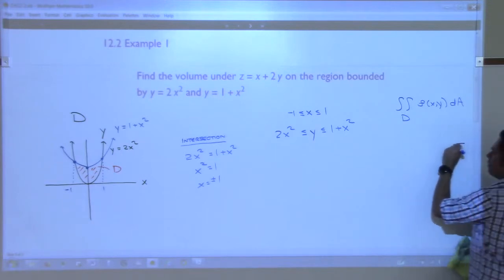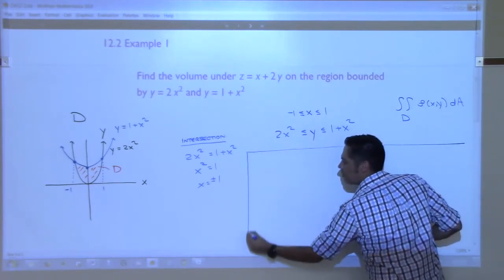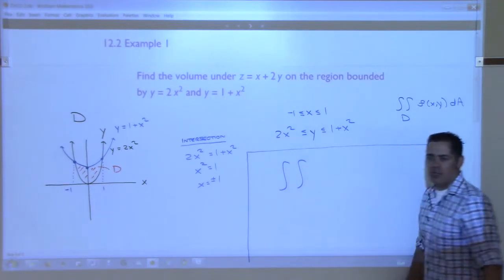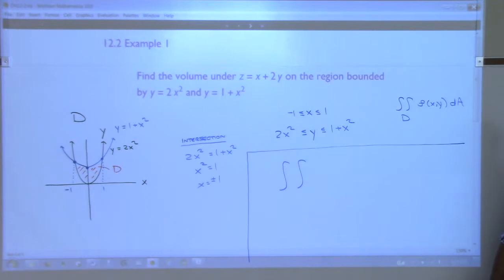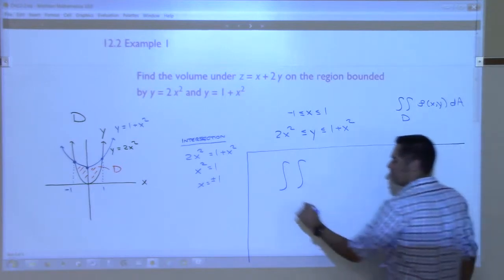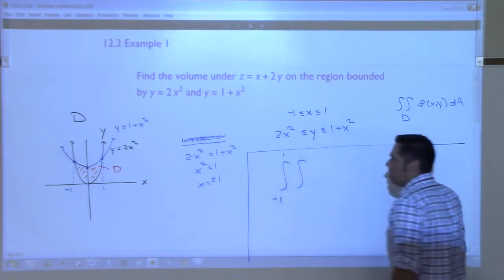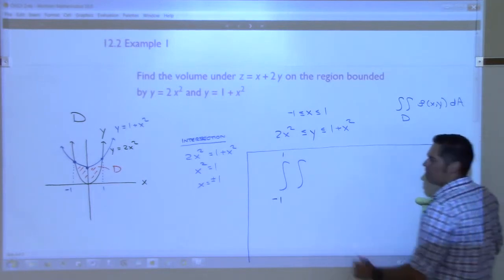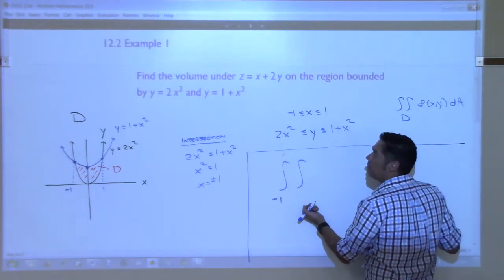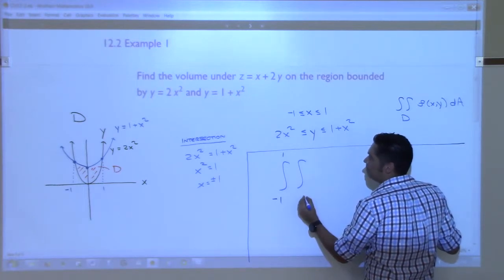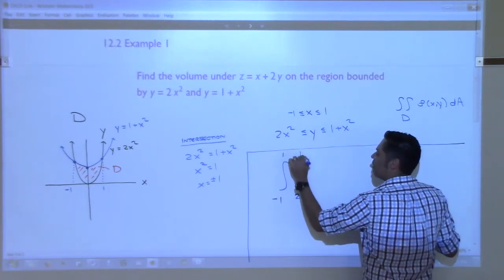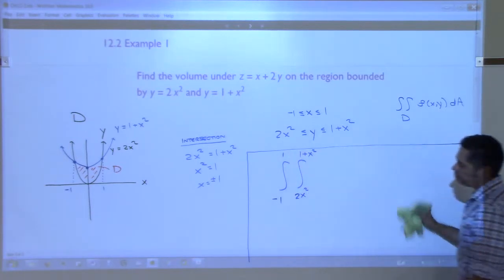All right. Double integral time. Because this is a type 1 region, the first integral has to be the x. So it has to be the constants, negative 1 to 1. And then the second integral is going to be what? 2x squared down here, and then 1 plus x squared up here. We'll do it that way.